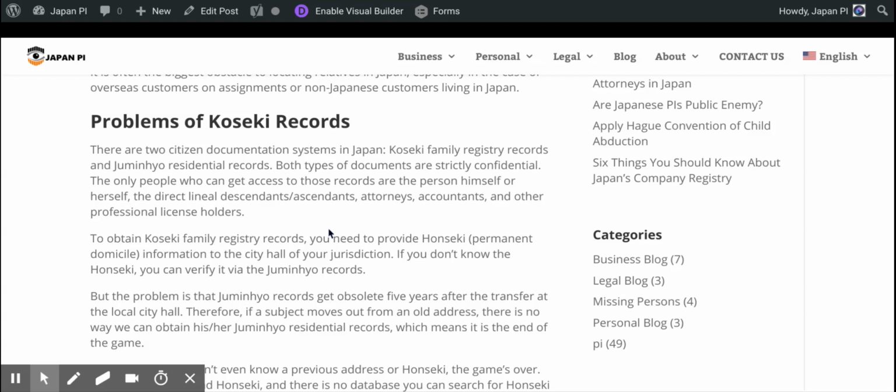How to obtain Kiseki records. Here is the quick guide for how you obtain Kiseki records of your target relative search guide.